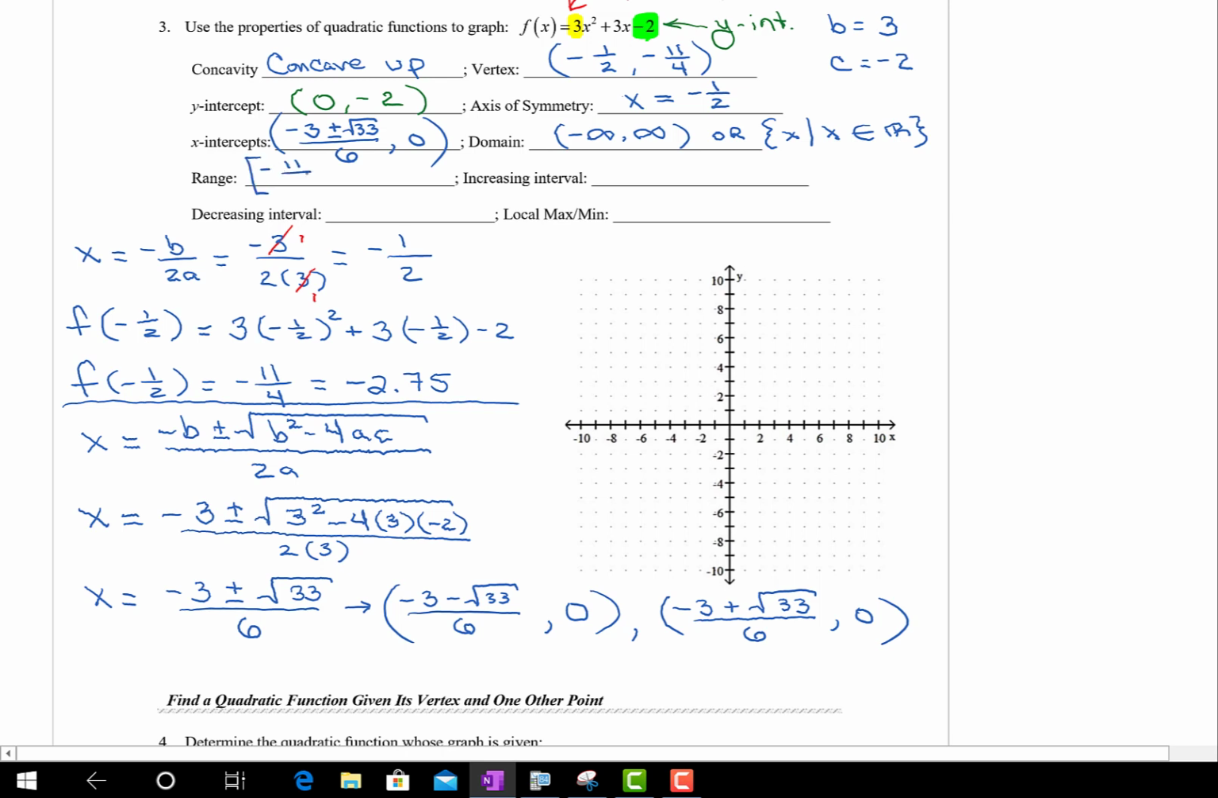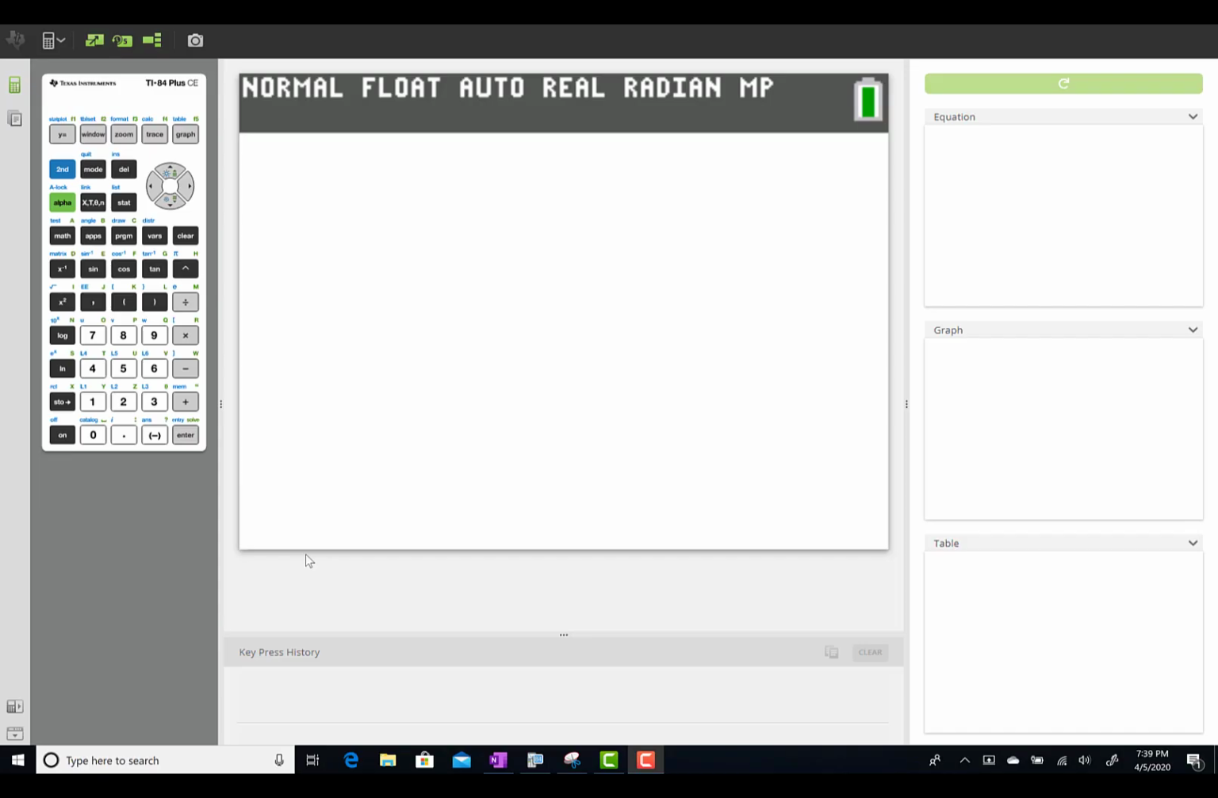And the range is just going to be the half-closed interval from negative 11/4 to infinity. And in order to do the increasing and decreasing, we should probably draw the graph first to help us. In order to draw the graph, we're going to need to start labeling some points. Let's start off with the vertex. We said we could use negative 1/2 comma negative 11/4, or we could also write it in decimal form: negative 0.5 comma negative 2.75. So let's go there and draw a point there.